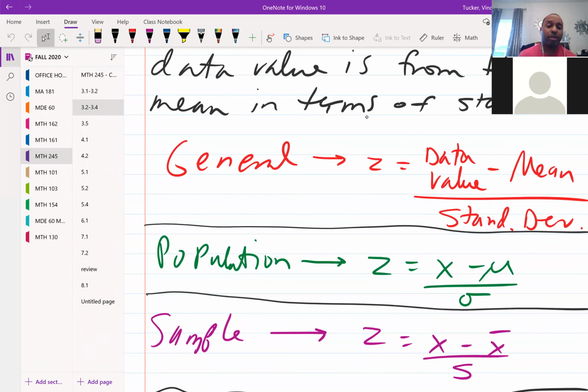And so whether you're dealing with the population or the sample, you may have different symbols. Remember we talked about that, might have been last class or class before last, talked about different symbols that you have for your population versus your sample, but it's still the same thing. So in other words, X is your data value, your population mean would be mu, but for your sample, your mean would be X bar, and then divided by the standard deviation. For population, that's sigma. For the sample, that's the letter S. But regardless, the process is data value minus the mean divided by the standard deviation. And like I said, the population and sample will have different symbols, but it still represents the same thing.